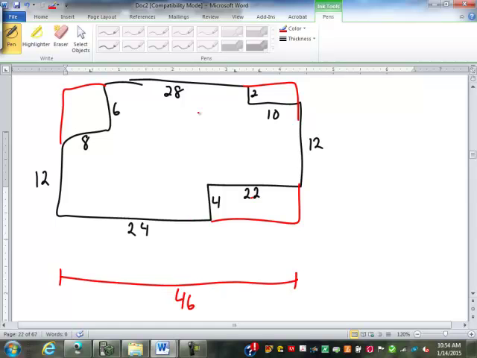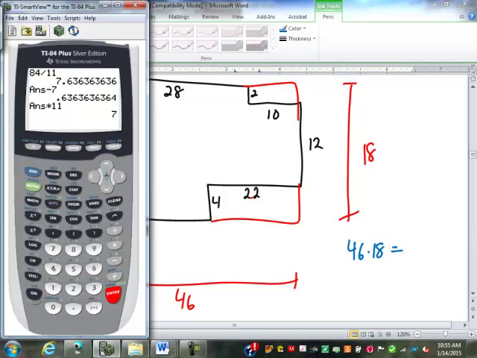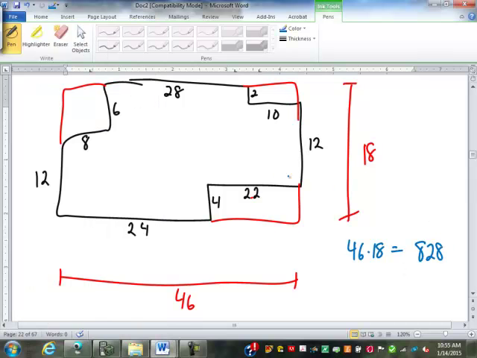Hopefully the other ones add up to the same. And going this way, I've got 18 total. So I could find a whole rectangle that is 46 by 18. I'll pull up the calculator for that one. 828. And of course, whatever units those are, if those are inches, it's square inches, if it's feet, it's square feet.